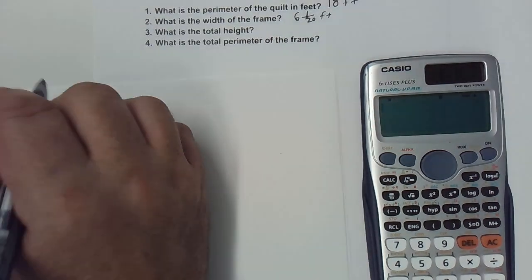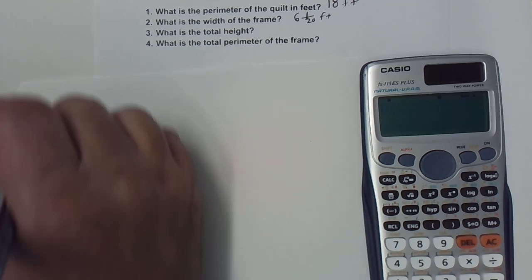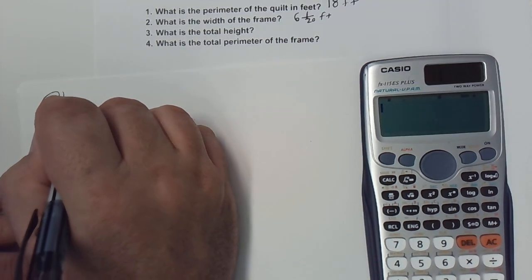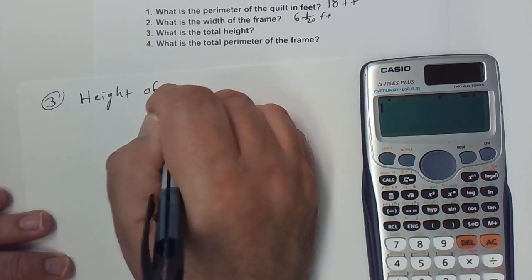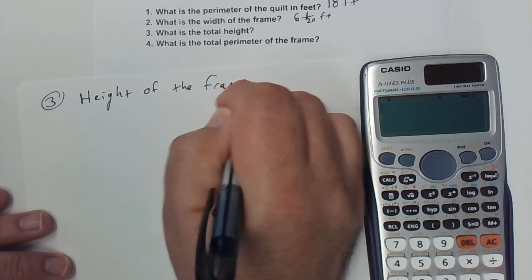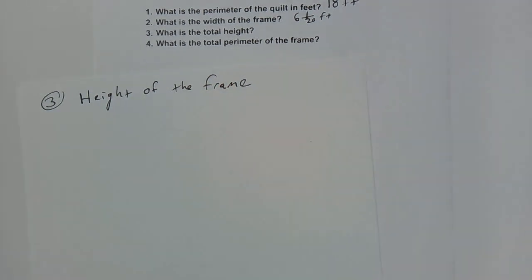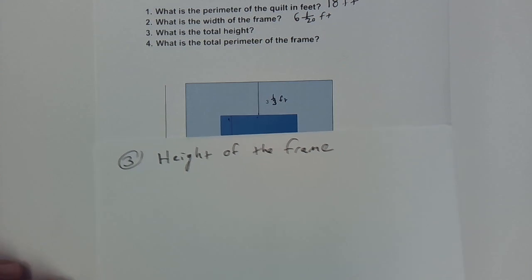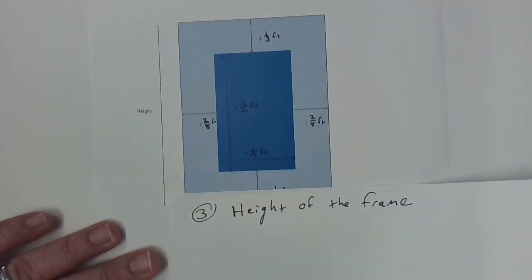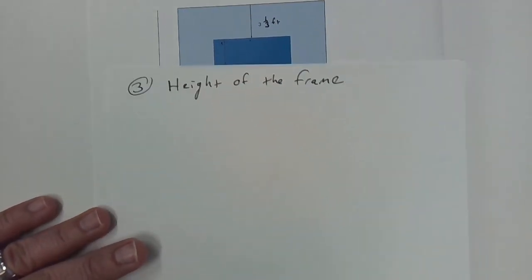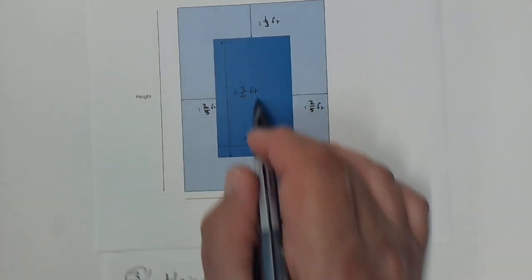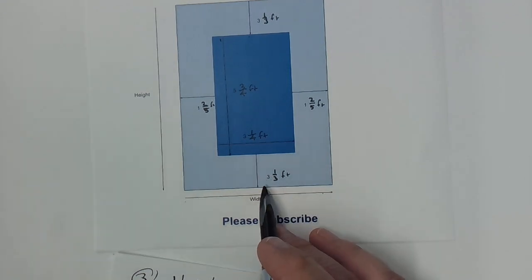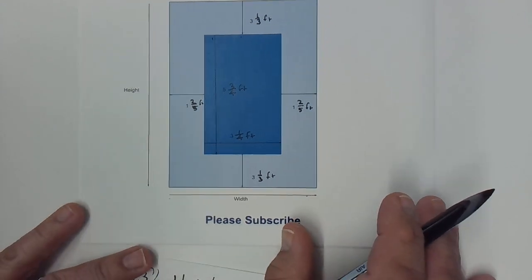So number 3, we're finding the height of the frame. And this is going to just require us to add some fractions. And so let's start from the top here. We're going to add this distance to this distance to this distance. And it would be super easy if there weren't fractions. So I'm going to show you how to do it with fractions.